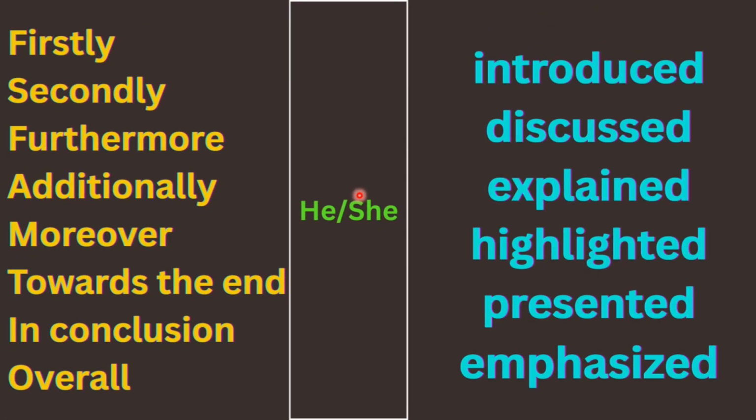After using a connector, an appropriate pronoun referring to the speaker should be used. If the speaker is male, use he. If the speaker is female, use she. After that, an appropriate reporting verb should be used to clearly describe the speaker's message. The different reporting verbs are as follows, such as introduced, discussed, explained, highlighted, presented, and emphasized, which are commonly used to describe the speaker's message. I will now play the PTE Re-tell Lecture audio prompt.